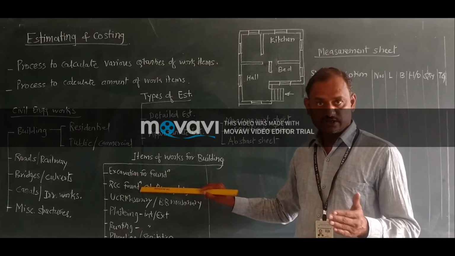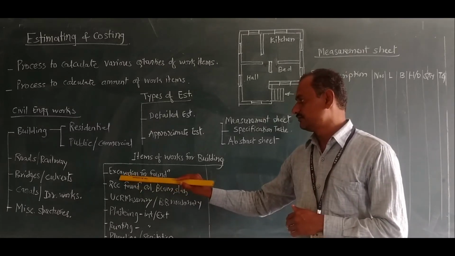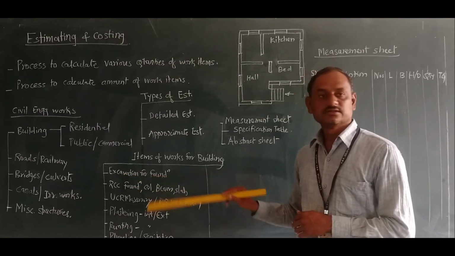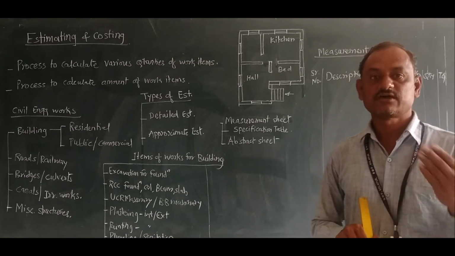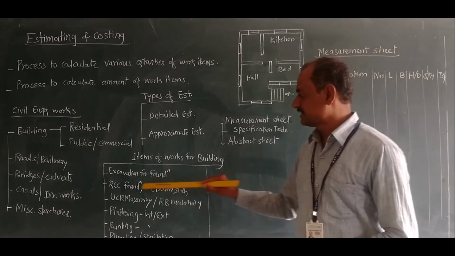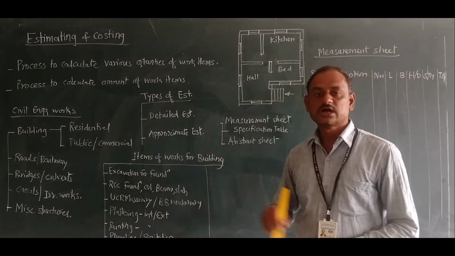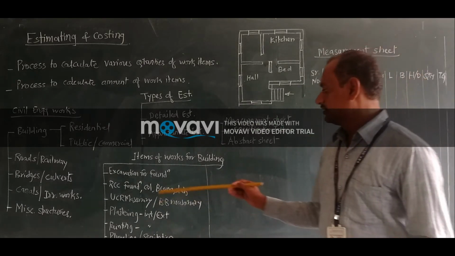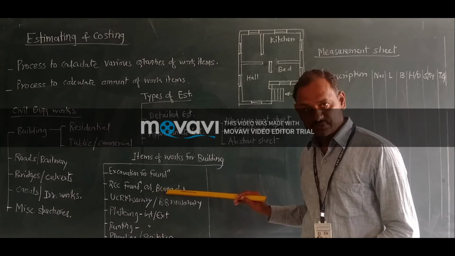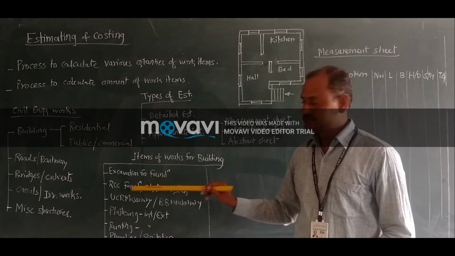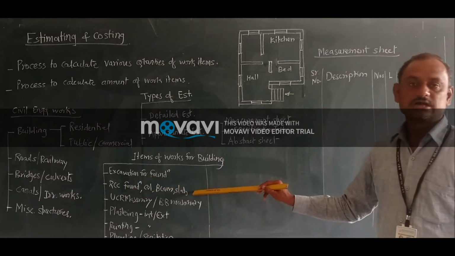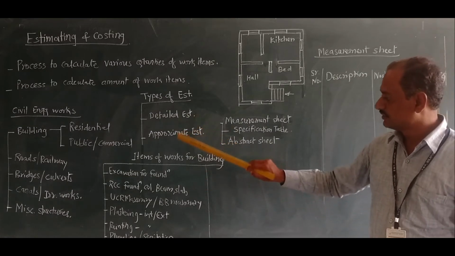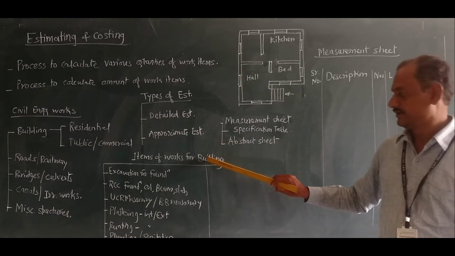RCC footing. While completing the excavation process, we have to go for the next step. That is, we have to do RCC footing or RCC foundation. Then RCC column, RCC beams, slabs, etc. So these are the RCC items which are included in the building.